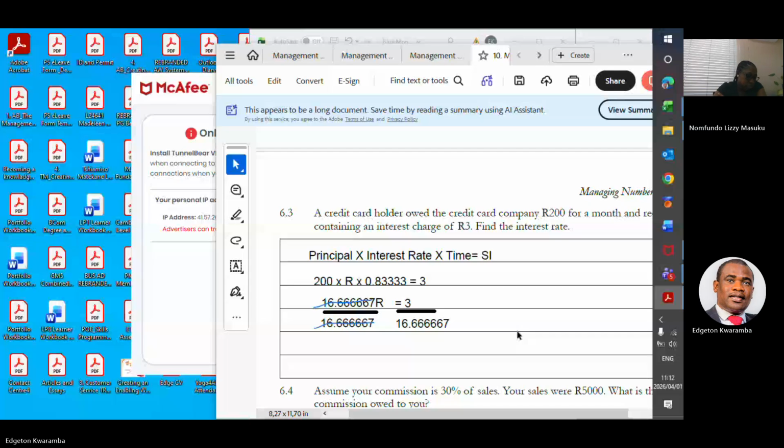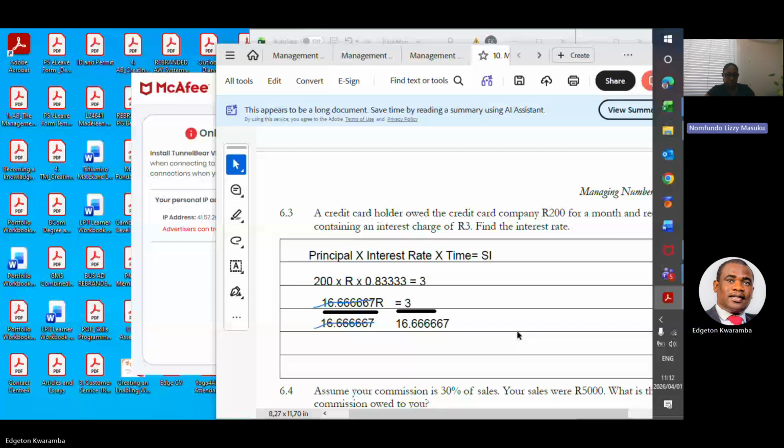Okay, so we need to understand the question. So the answer is 0.18, or 18%. So the interest rate was 18%. Okay, and then we come to the easy one. We're almost done with the calculations now.